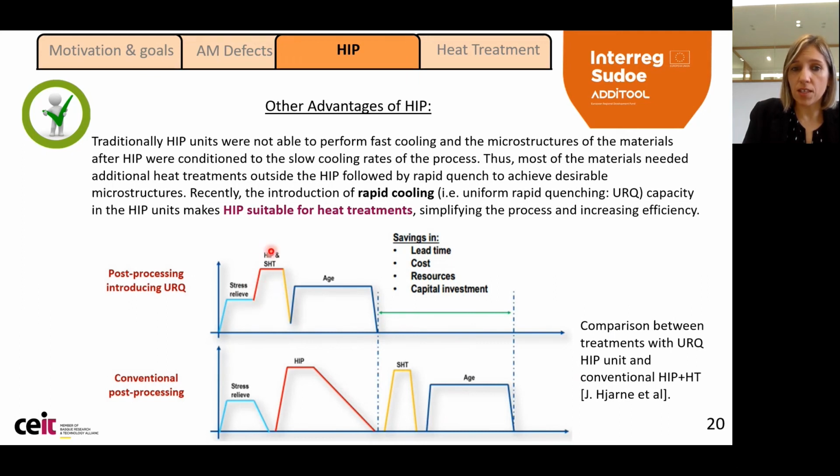the stress relief and the solution treatment directly in the HIP, so we are removing these two steps at the end of the process. Like that, we can have lower lead times, reduce costs, and make these options suitable for AM technologies.